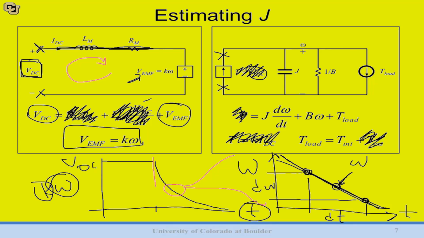Well, plug them back into our equation. Take a look up here. We've given ourselves a d omega, so that's a known. We've given ourselves a dt, so that's a known. We've chosen an omega in the middle, so we know that. B we've already estimated, and T load is now equal to T int, and we know what that is. Our only unknown is this J parameter.